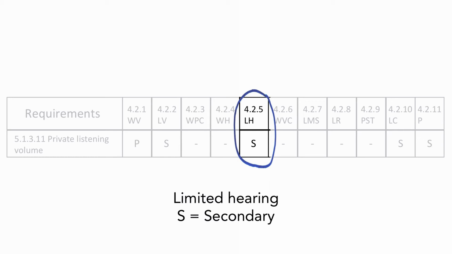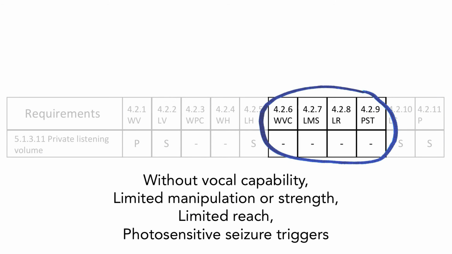Therefore, this is secondary. For users that cannot speak, who have limited strength or reach, or are sensitive to flashes, private listening volume can of course be nice to have, but it is not primary if you look at the specific accessibility needs of these groups. This is why they are not marked in this table.